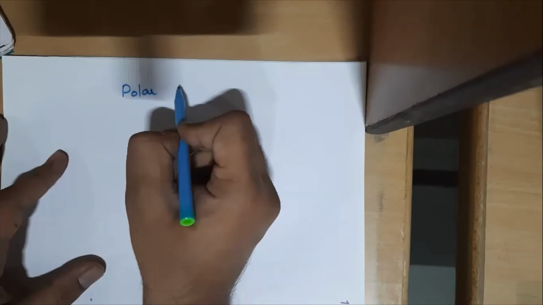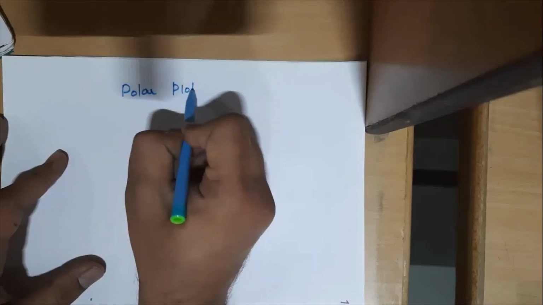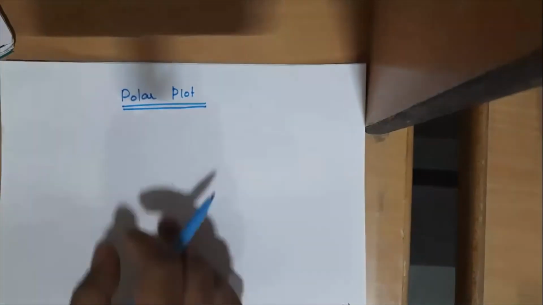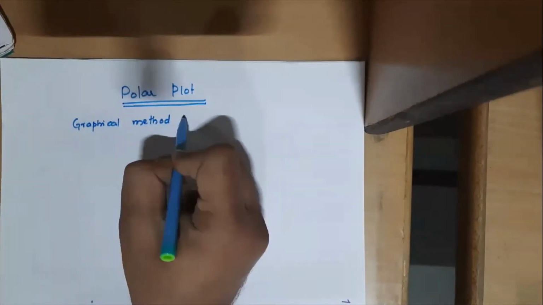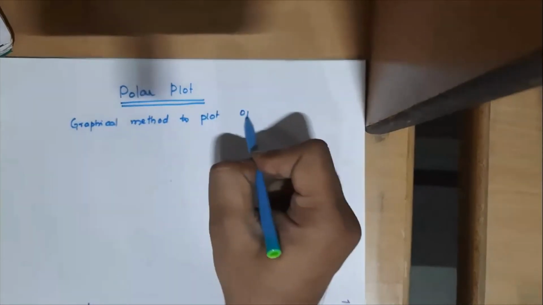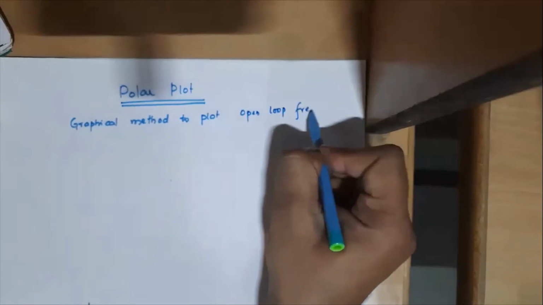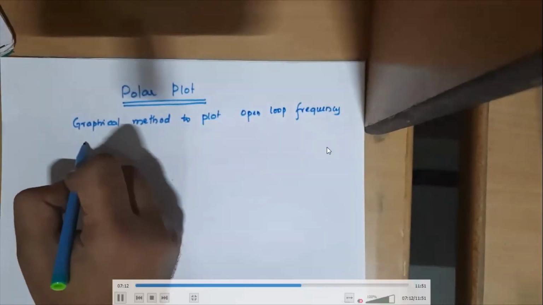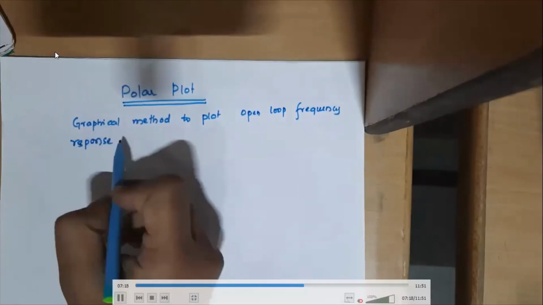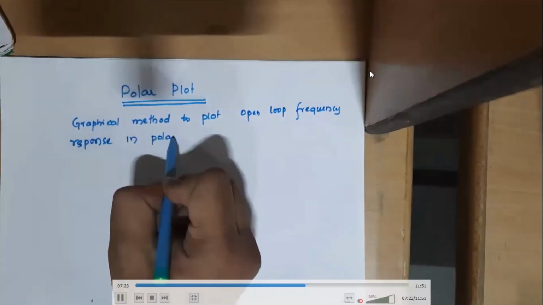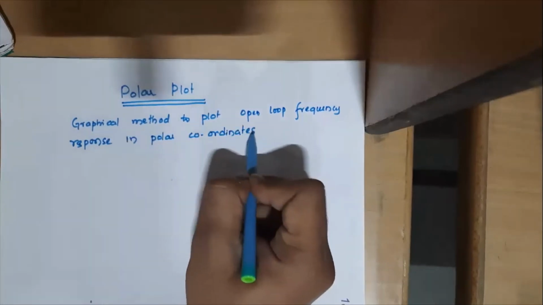The next topic is polar plot. It's a simple graphical plot. It's a graphical method to plot open loop frequency response in polar coordinates.